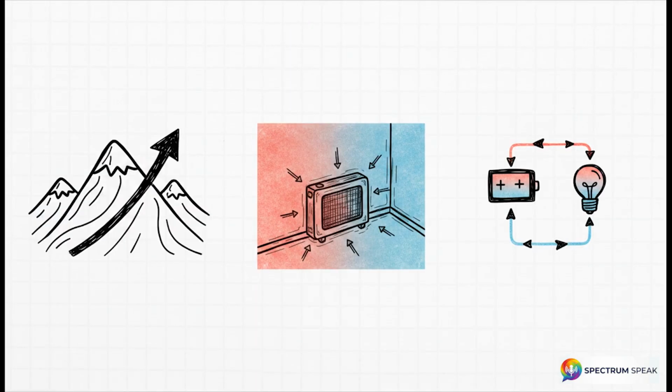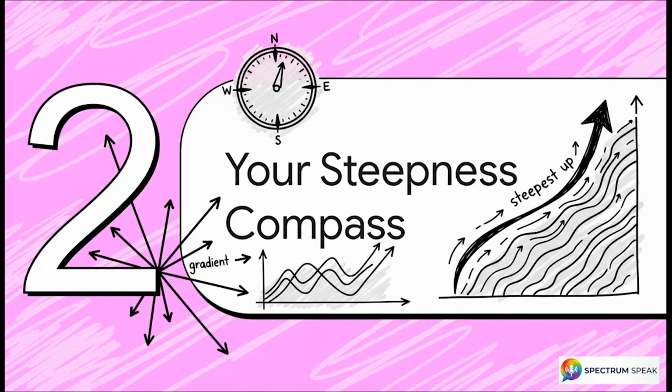And here is the key insight. This whole hiking problem, it's the exact same question we ask as engineers and physicists all the time. Whether we're talking about altitude on a hill, temperature flowing from a heater, or electric potential in a circuit, we're always looking for the direction of the steepest, fastest increase. So how do we actually solve this? Well, we need a tool, right? We need a kind of mathematical compass that, well, it doesn't point north. It points in the direction of steepest up. And that compass, my friends, is the gradient.